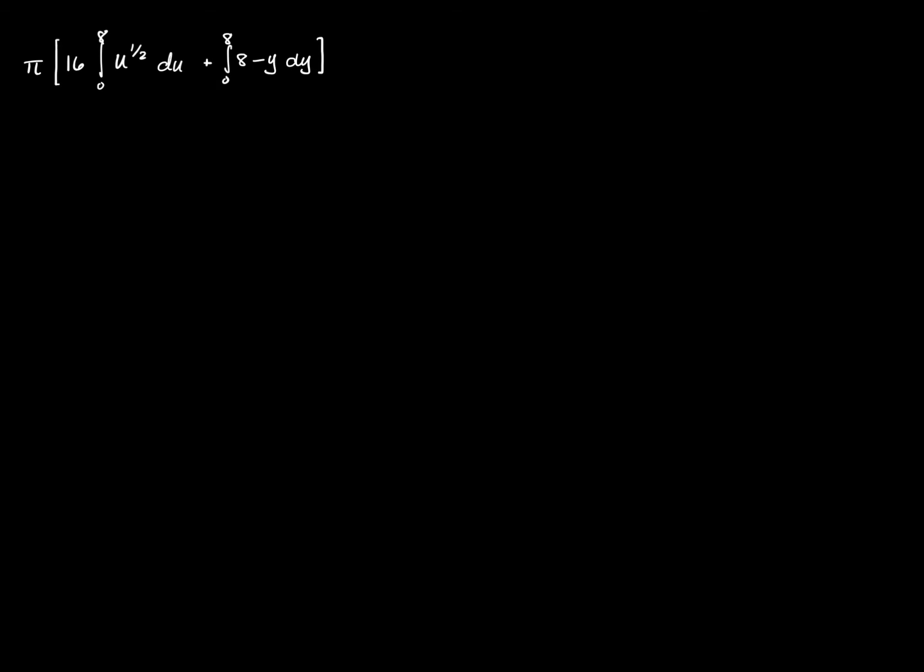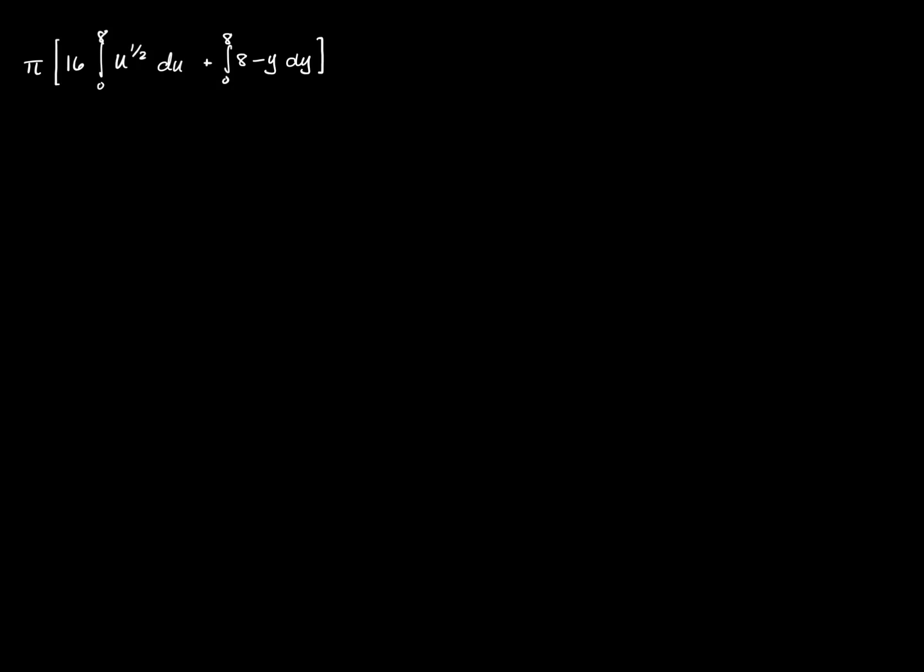Okay, so this is where we left off. We have pi times 16 times the integral of u to the 1/2 from 0 to 8, plus the integral of 8 minus y from 0 to 8. Okay, and there are two different variables there, but that's okay. We changed the variable in the first integral because we needed to do a u substitution.